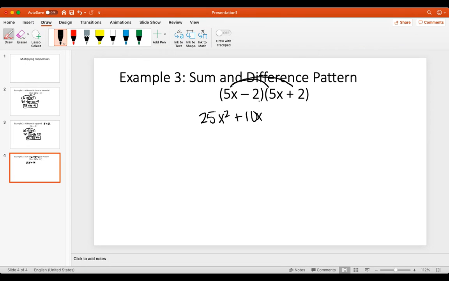And then we take our negative 2 and distribute it to both of these terms, which gets me a negative 10x and a negative 4. Notice my positive 10x and negative 10x are opposites of each other, so they cancel each other out completely. That will always be the case in a sum and difference pattern like this. And you are left with 25x squared minus 4.